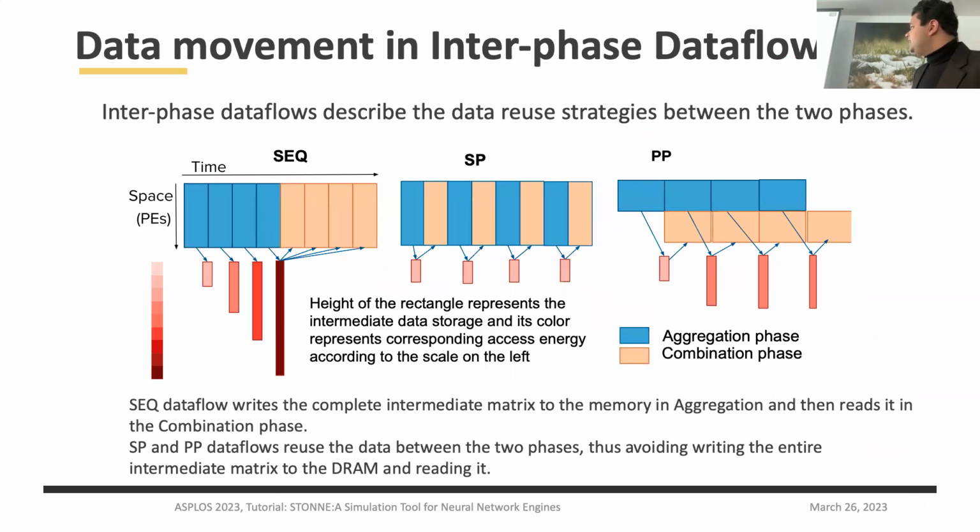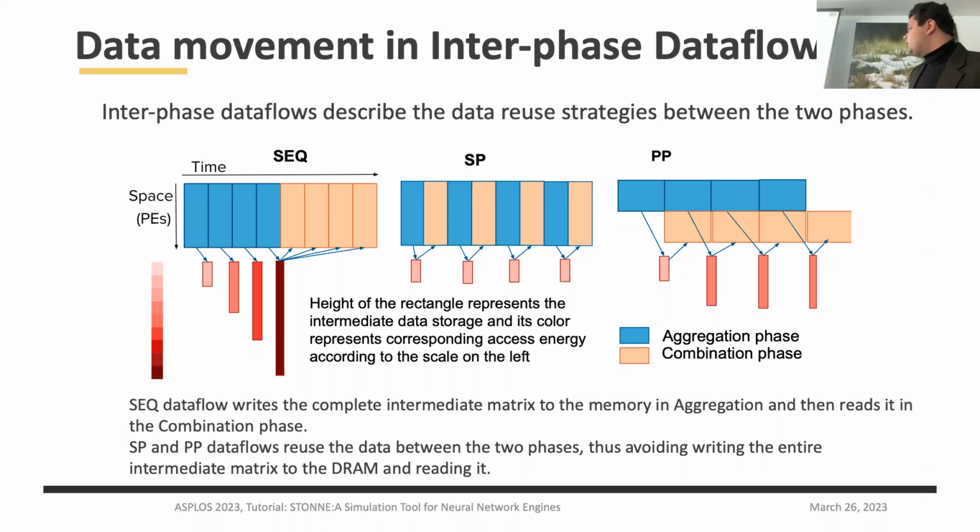So if we look at the data movement in sequential pipeline and parallel pipeline data flows, in the sequential data flow, you have this whole data which has to be written into the buffer, and then it has to be read from the buffer. So this consumes a lot of energy because you're going into the higher layers of the memory hierarchy, and DRAM accesses, of course, consume a lot of energy.